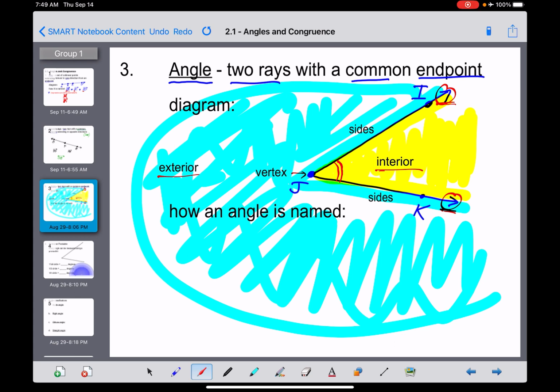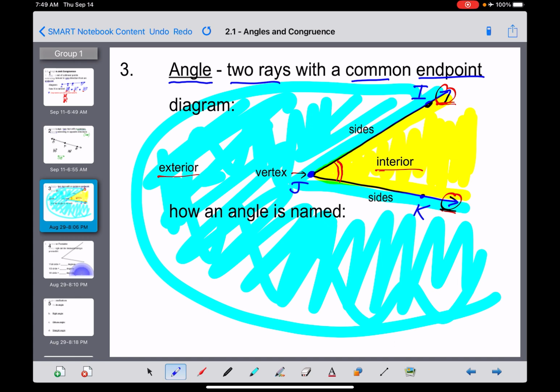Okay, so that's some vocab right there for how an angle works. Now let's talk about naming an angle. This is something that was important in Chapter 1 when we were learning how to name points, lines, planes, line segments. Naming an angle is important too. There's really 3 different methods for naming an angle.